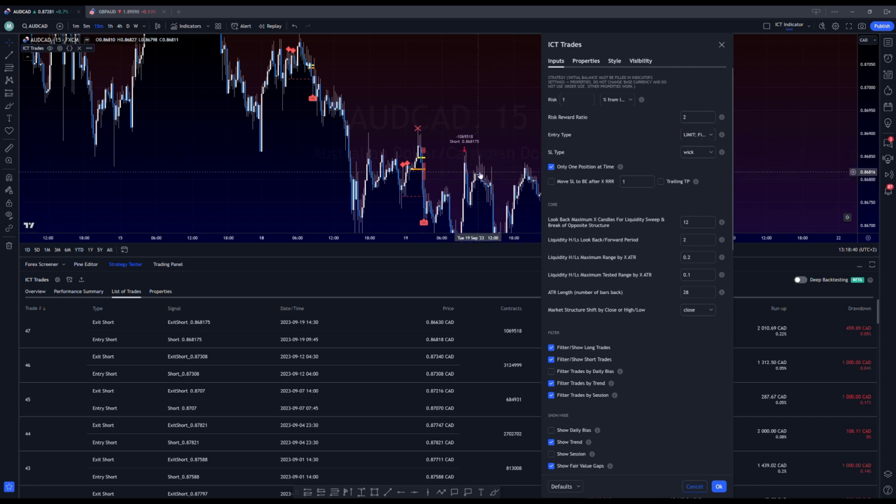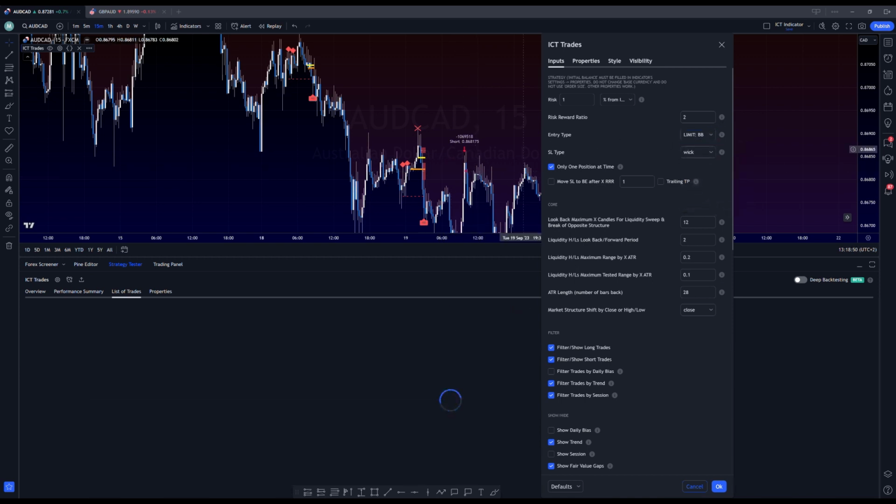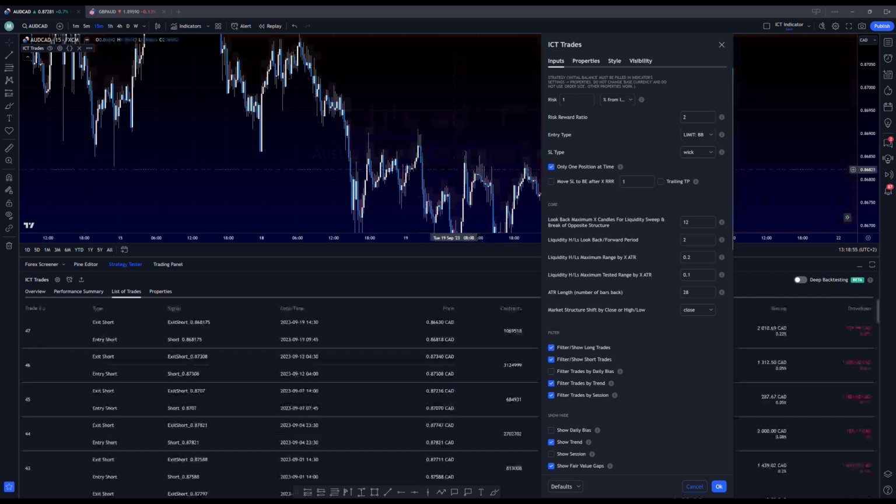So I can show you. So this is the entry on the breaker block. Oh, sorry, on the first fair value gap in the middle, as you can see here. I can change it, for example, to breaker block. So we should now enter a little bit higher here, okay?